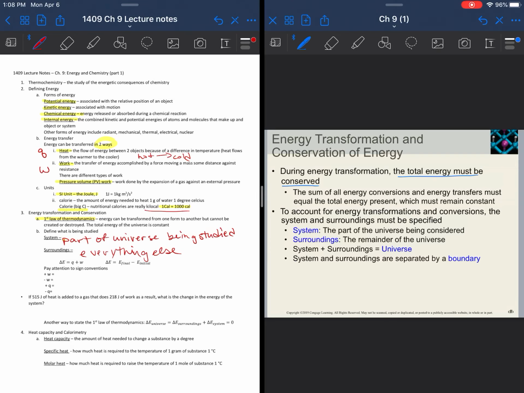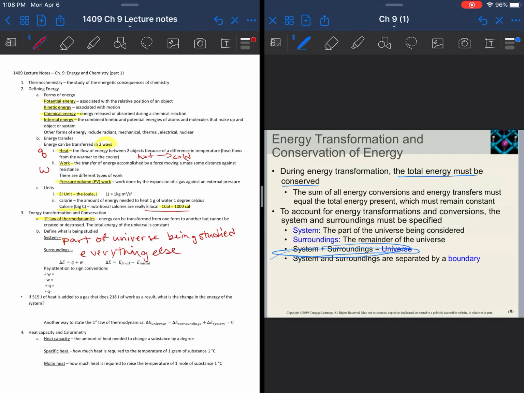Now, we often don't study the entire universe. We'll look at immediate surroundings. But in general, by definition, system plus surroundings should equal the universe, right? So if your system loses energy, the surroundings should gain that much energy. The system and surroundings are separated by some sort of boundary.